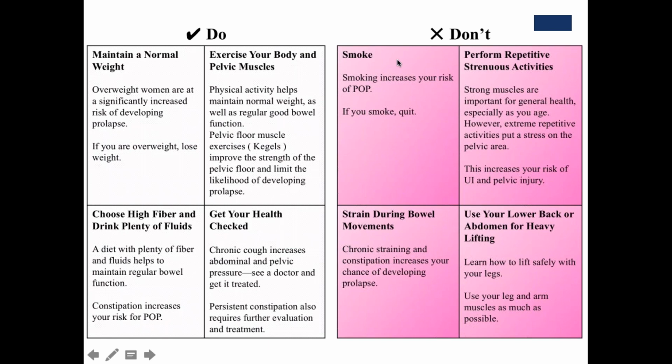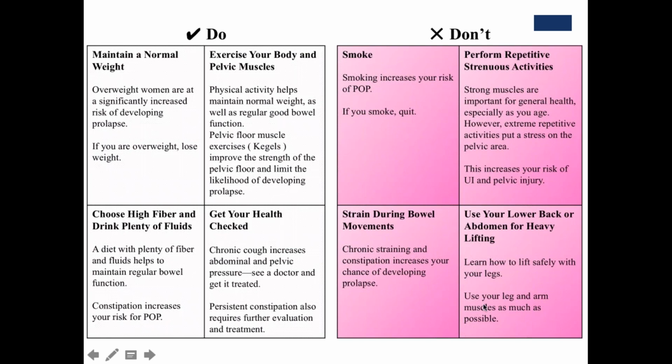Don't smoke, we know that. Don't perform repetitive strenuous activities. Ooh, see, as exercise physiologists, we see this one and it's a little concerning because strong muscles are important for general health. That's the recommendation. Extreme repetitive activities put a stress on the pelvic area. So we know for those who are experiencing symptoms or who are at high risk, we need to really watch this one.